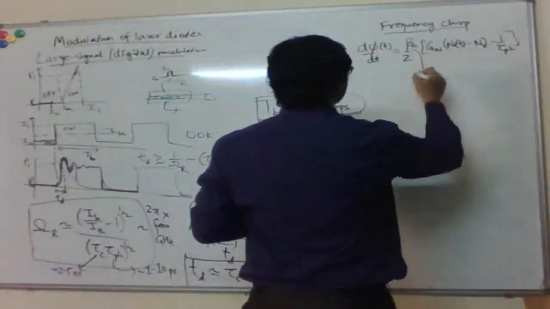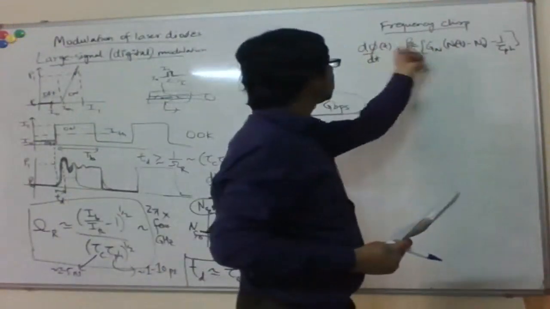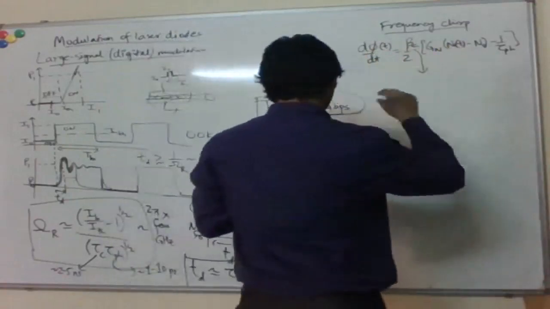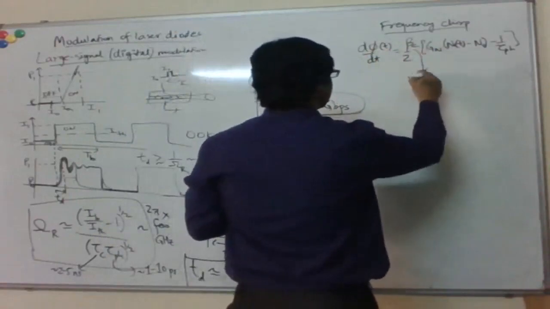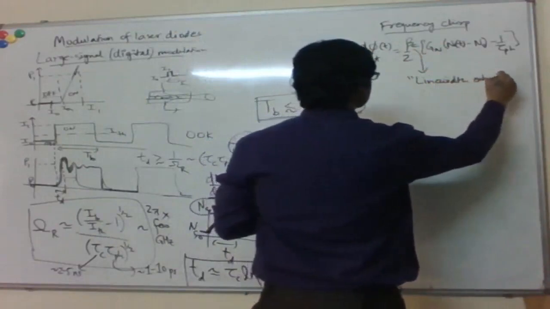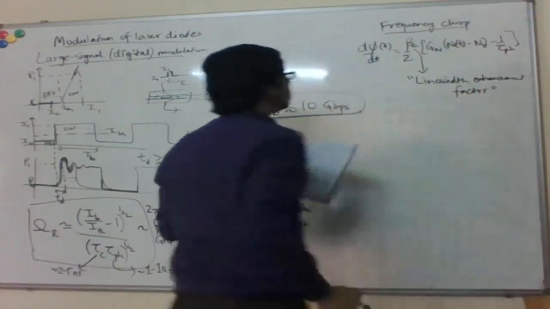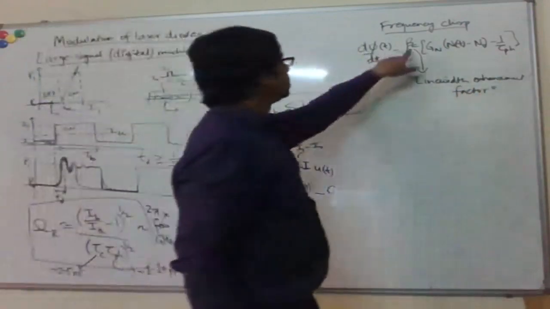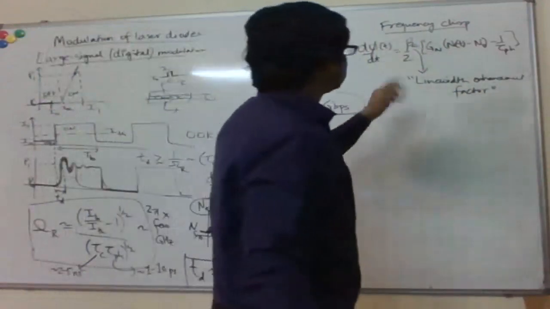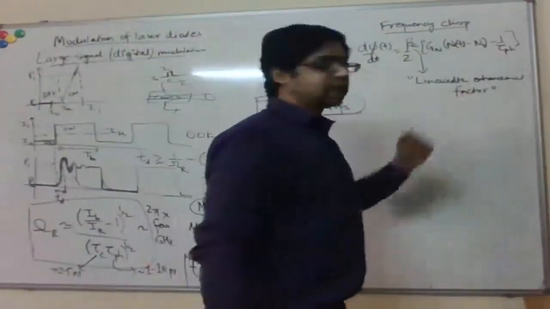Okay, and this beta c is giving you some magnitude by which the phase is changing for a given amount of change in the carrier concentration, and this beta sub c is known as the linewidth enhancement factor. So we'll see that this beta c determines the amount of frequency chirp on your pulse, and it also determines the linewidth of the laser. Okay, so it's called the linewidth enhancement factor.